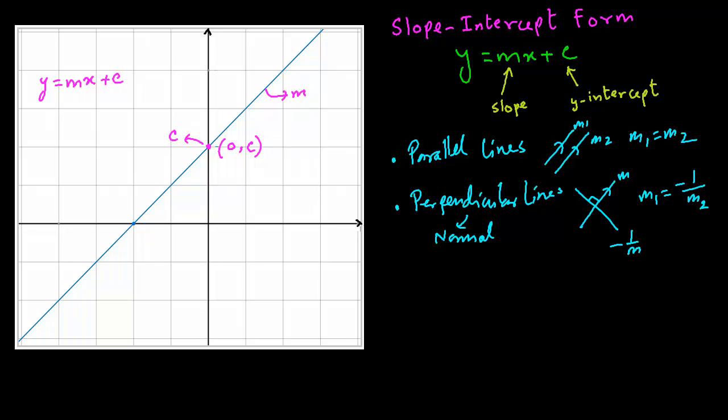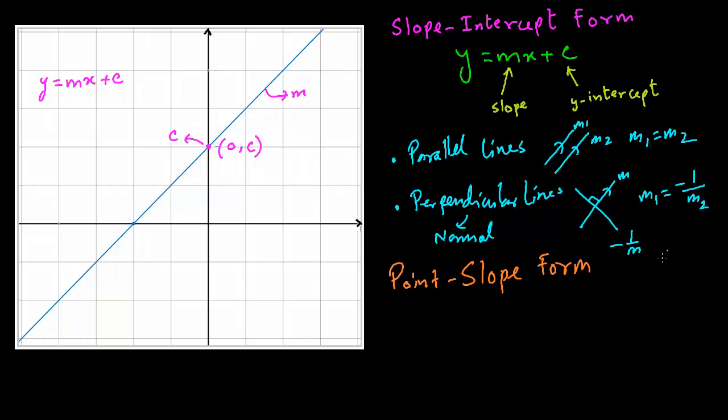We have already talked about how to find the equation of a line using the slope-intercept form. Now, the other way of finding the equation of a line is perhaps the most important, and you have to memorize this rule. This is known as the point slope form.